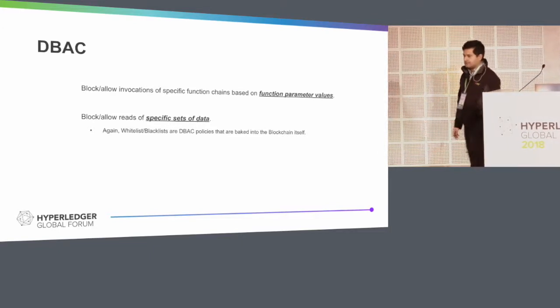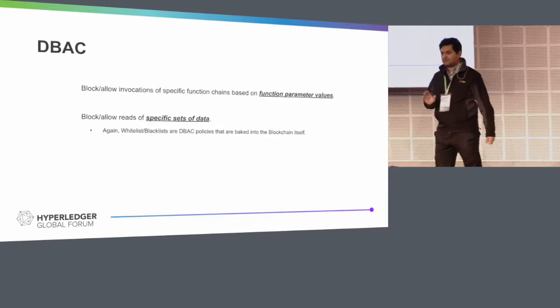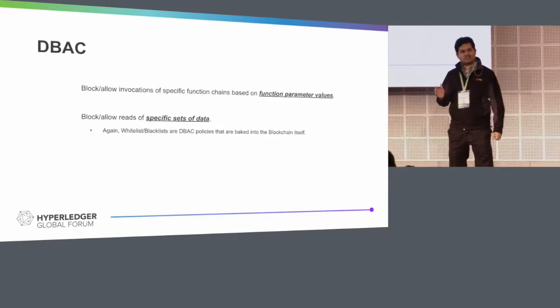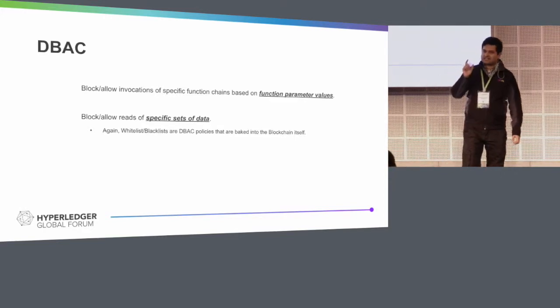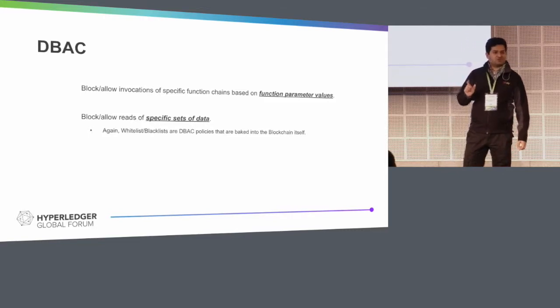So now DBAC, data-based access control. Same here. You block or allow invocations of specific function chains, but then you go beyond just the function names or the function chains and start looking at the parameters that those functions carry. This can be extremely powerful too, right?